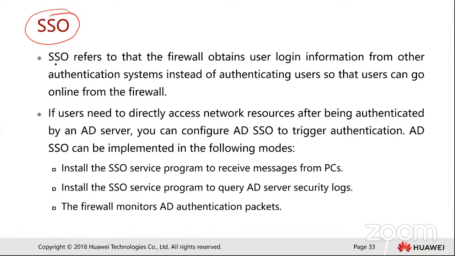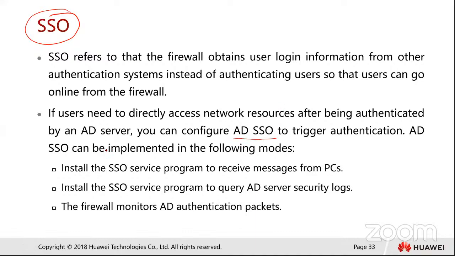So we're looking at single sign-on, which refers to the firewall obtaining user information from other authentication systems instead of authenticating users itself, so the users can go online from the firewall. We have already looked at these things, but if users need to directly access the network resources after being authenticated by the Active Directory server, you can configure the Active Directory single sign-on to trigger authentication.